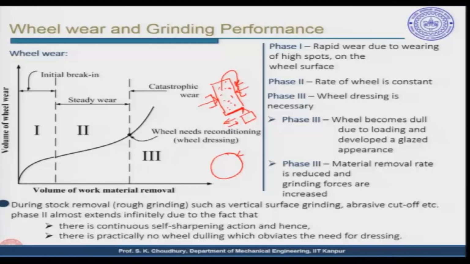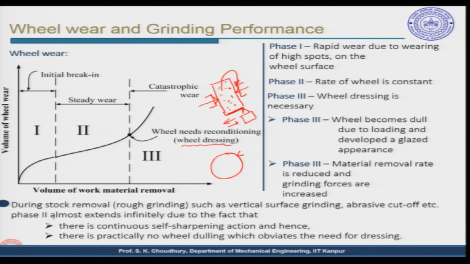So, this is the process which is called wheel dressing, and wheel dressing will be required when the wear goes very high and the worn out grains have to be removed or the embedded chips have to be removed, because otherwise the specific energy will be very high and the power consumption will be very high. So, these are the phases which I have already said: the rapid wear initially, then the steady wear, and the third phase is when the wheel dressing is necessary.